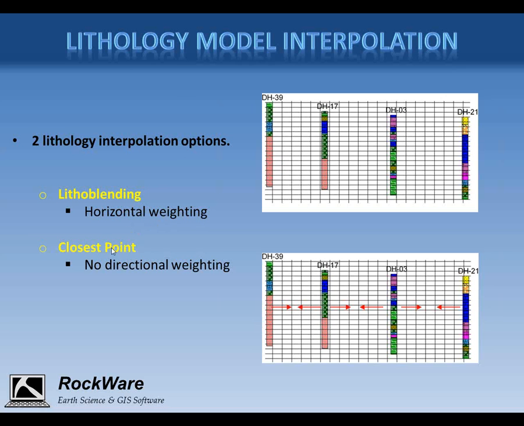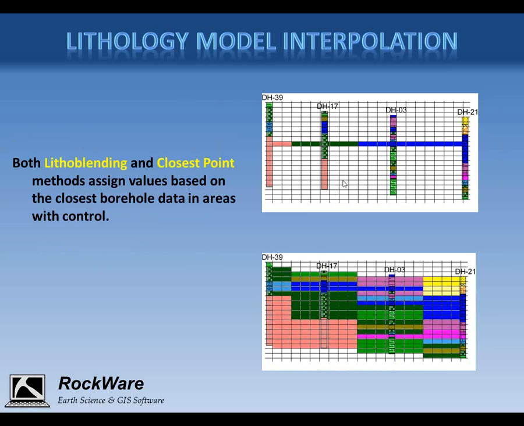And then the other one is called closest point with no directional weighting. So what do I mean about this? In both cases, if we're at one of these voxels here in between our two wells, the program looks for the nearest borehole and assigns a color based on that nearest borehole when we have boreholes on either side of the voxel. So let's move on a little bit.